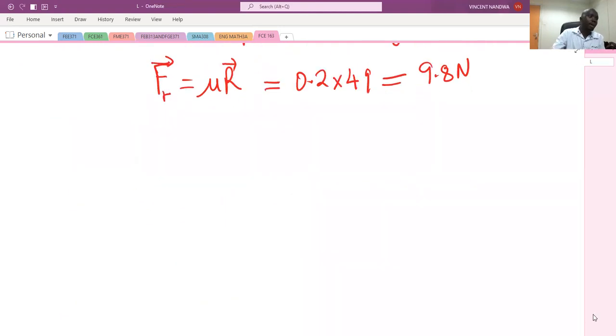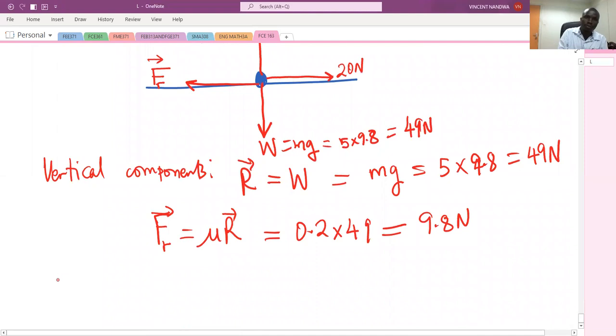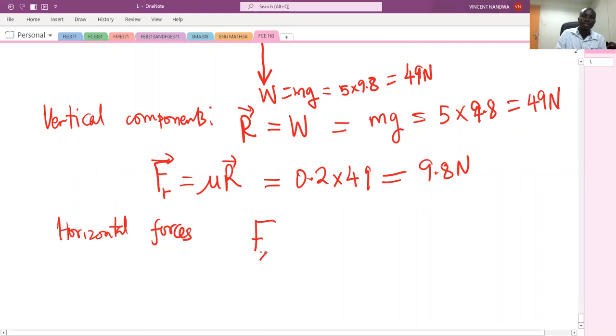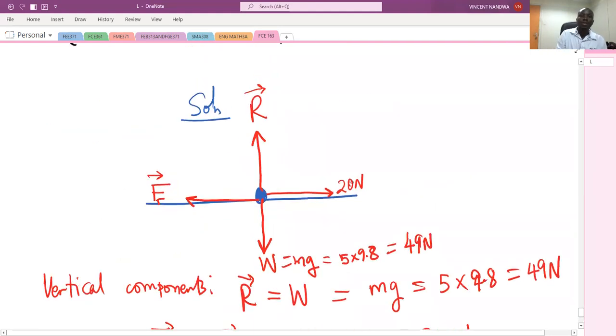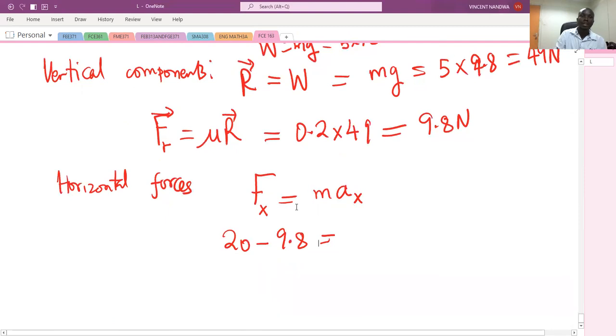And then the acceleration, the second part. Horizontal forces: the total net force in the horizontal direction should be equal to ma. Using subscript x to mean horizontal, this will be 20 newtons minus the value of the frictional force, because this is acting in the opposite direction. So we have 20 minus 9.8 equals the mass of this object, which is 5, times the acceleration.